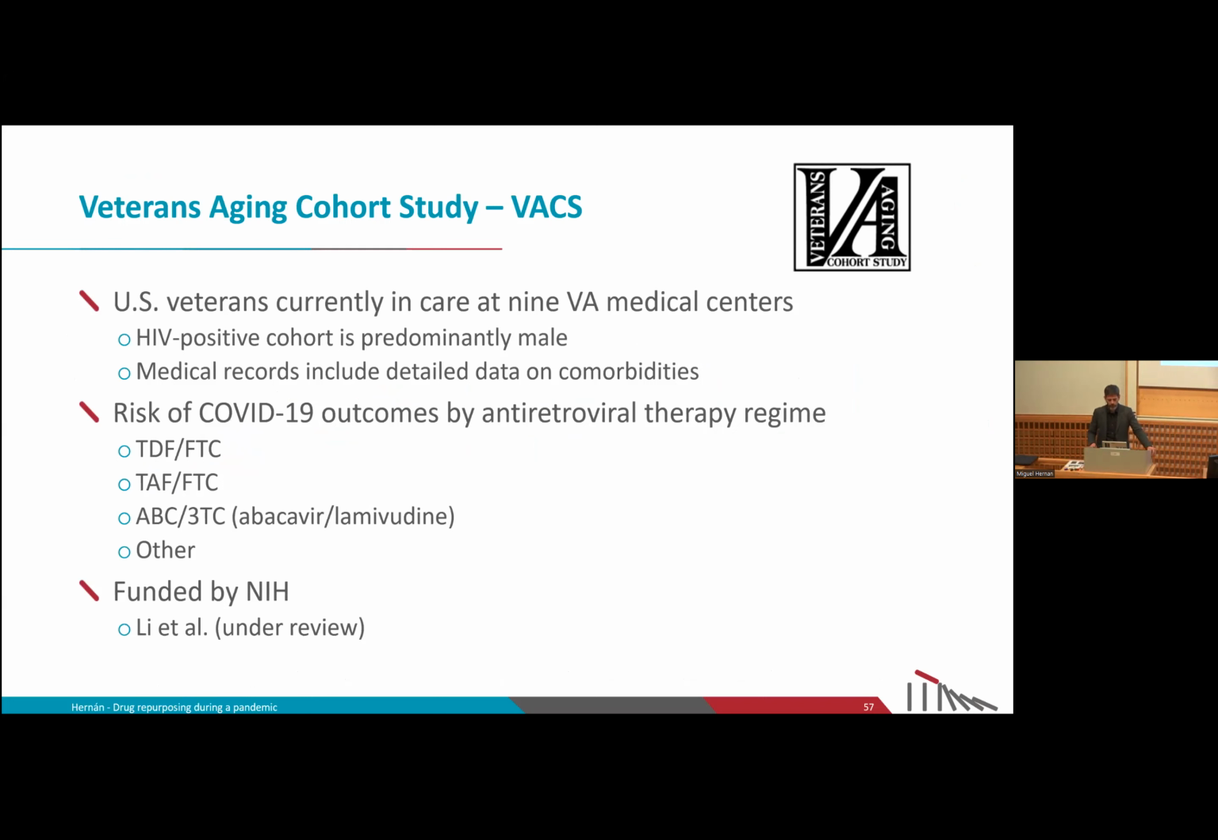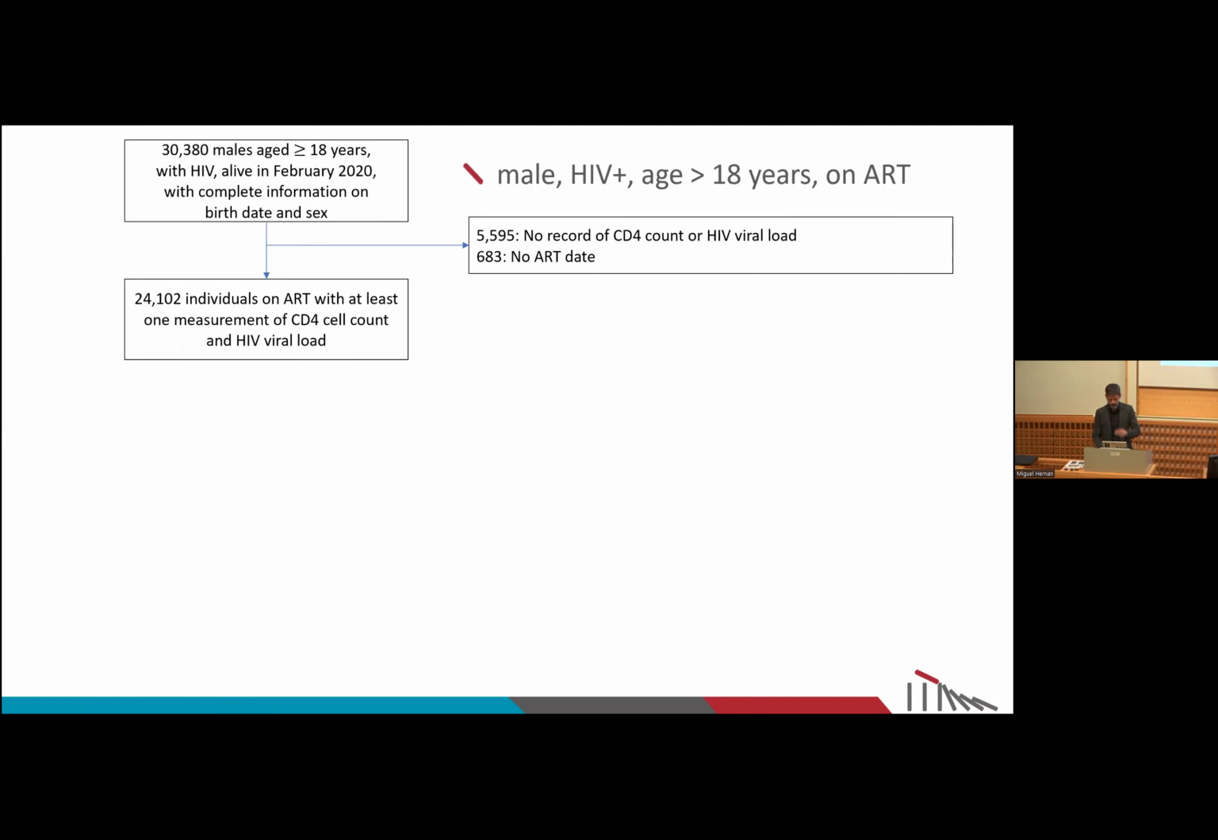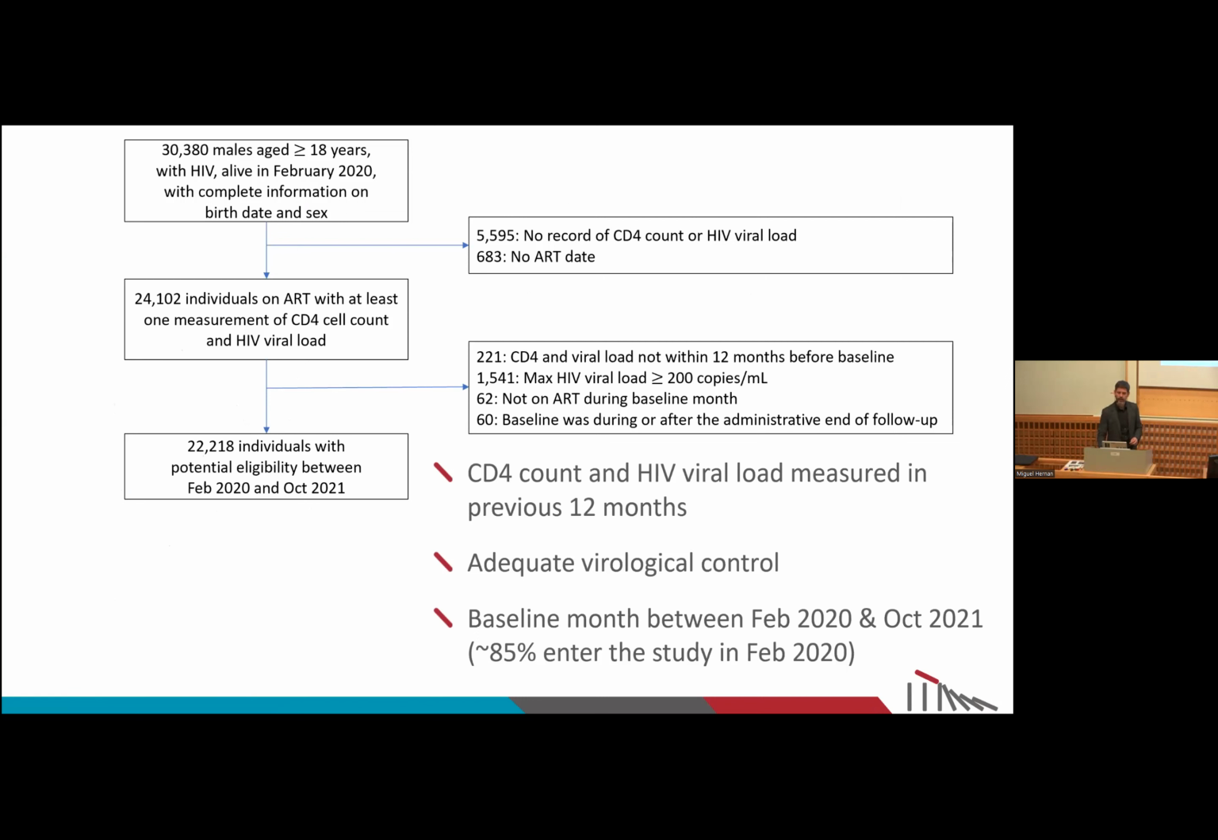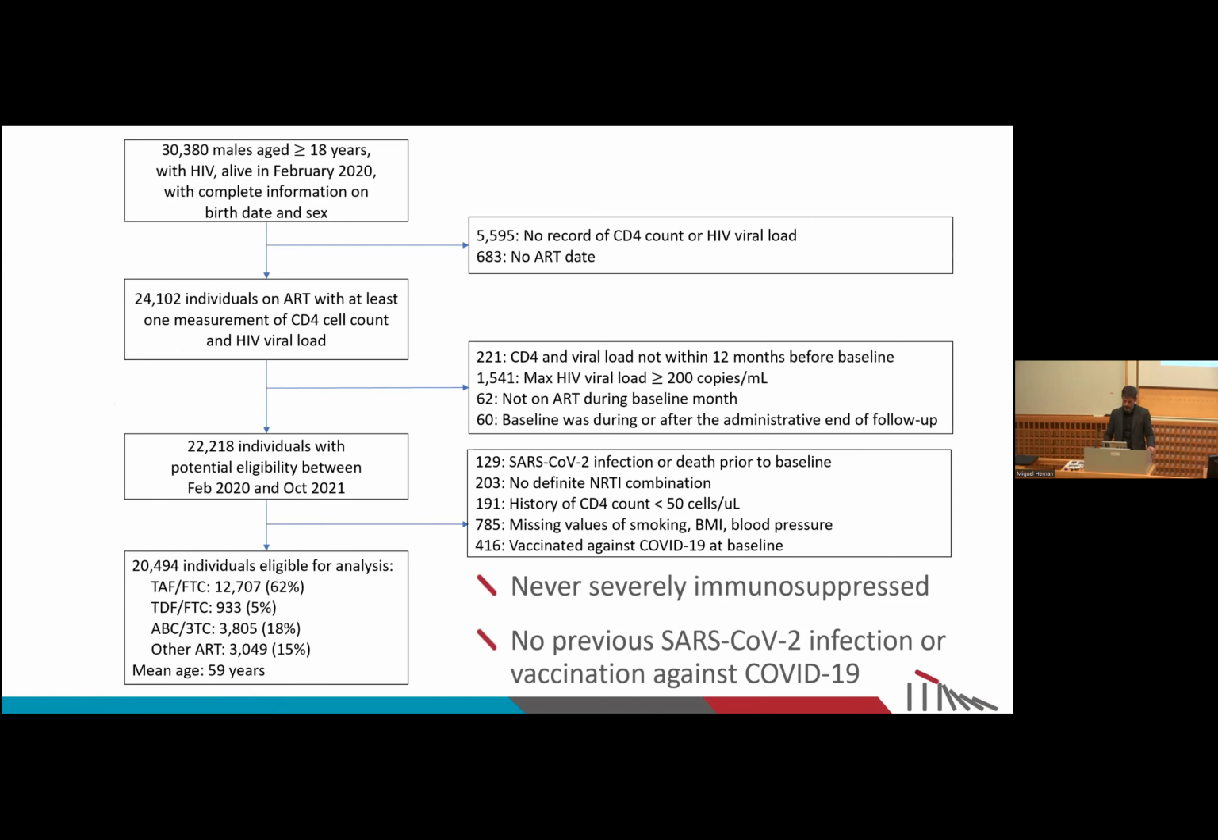So working with our colleagues on the Veterans Aging Cohort Study, which is a study of US veterans with HIV, mostly males, we also compared the risk of COVID-19 according to the antiretroviral treatment they were using. We restricted our study to males, same as in the Spanish study, people with adequate virological control, so people who are not immunosuppressed. And we followed them between February of 2020 and October of 2021 without previous vaccination and all this.